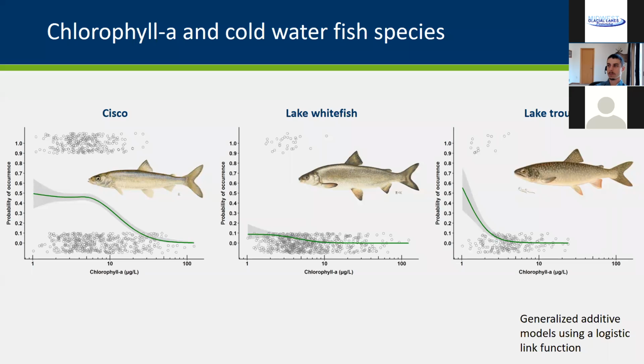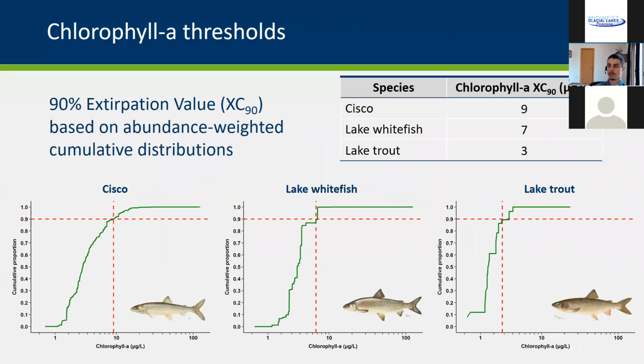And again, there's a negative relationship with chlorophyll-a. So this is similar to total phosphorus. It's just a more proximate indicator of the productivity of the system and the likelihood that there's productivity that might result in oxygen depletion in the hypolimnion. So Cisco, Lake Whitefish, Lake Trout, they all have a negative relationship with chlorophyll-a. And then we can identify thresholds again using those XC90 analyses. And for Cisco, that threshold is 9. For Lake Whitefish, it's 7, and Lake Trout, it's 3 micrograms per liter.